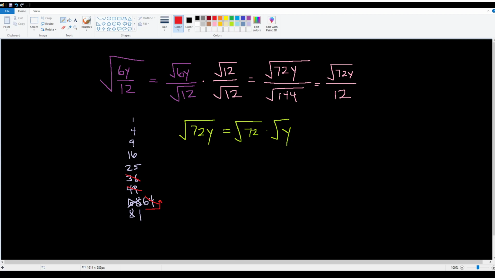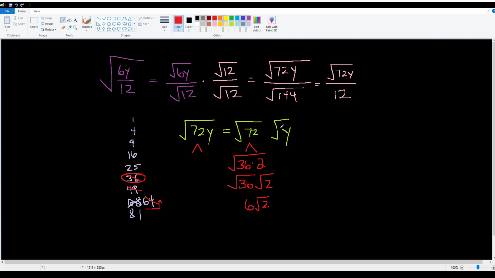Oh wait, why am I doing 74? 72, sorry. 72 divided by 36, that is a go. That's going to be 2. So here, this is going to split up into the square root of 36 and 2, which again is the square root of 36 times the square root of 2. And the square root of 36 is 6 square root of 2.